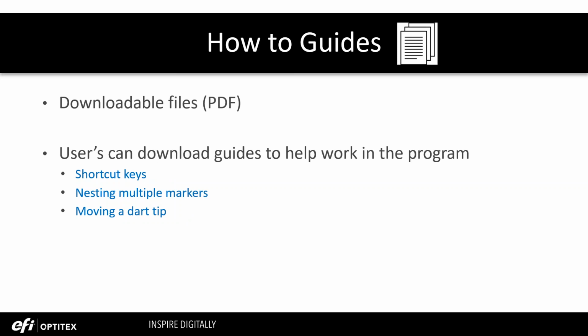Also on the site are How-To Guides. How-To Guides are downloadable files. They're PDF files. These are great guides for, maybe you wanted to know the hotkeys. Maybe you wanted to know a certain function and you want to download that, print it off, and have it next to you while you learn. So that's what you're going to find in the How-To Guides section.